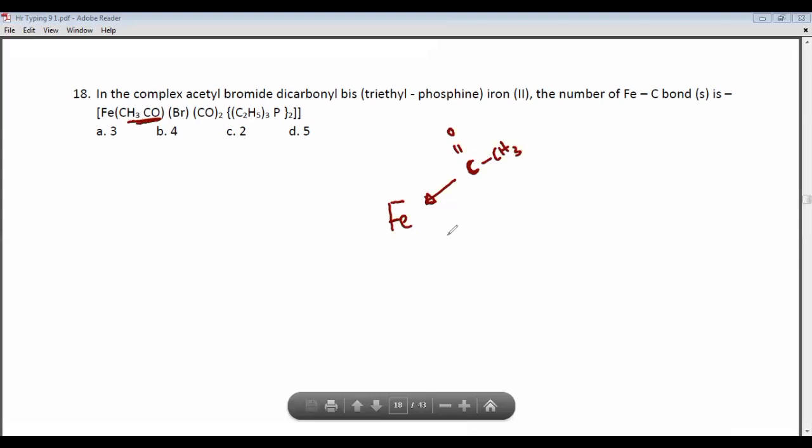The next, there are actually two carbonyls. And in triethylphosphine, phosphorus is linked. So actually 1, 2, 3 will be the answer. Okay. 3 will be the answer.